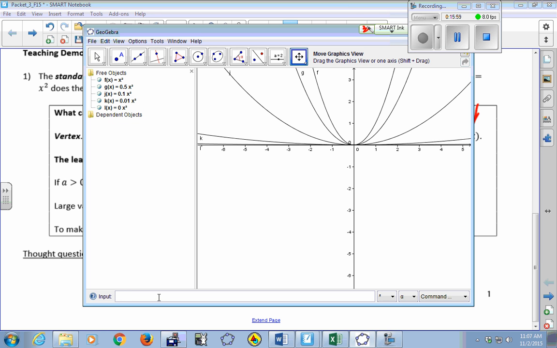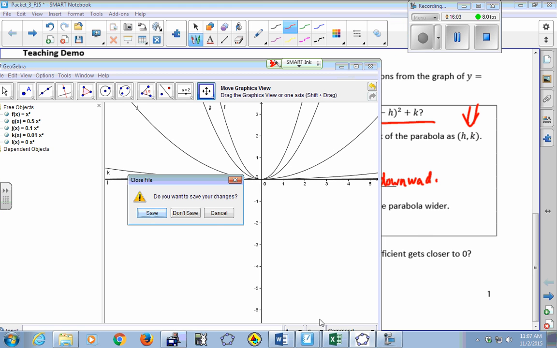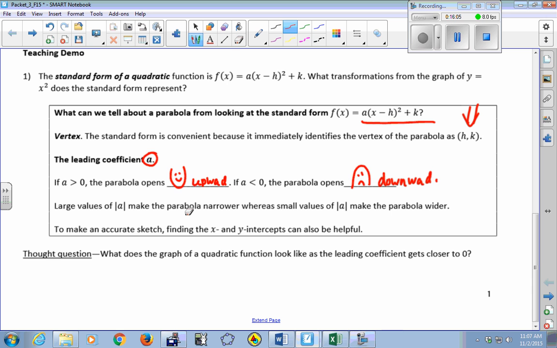So yes, as A gets closer and closer to 0, your parabola is getting wider and wider, and eventually at 0, it would be the x-axis. All right, y equals 0.